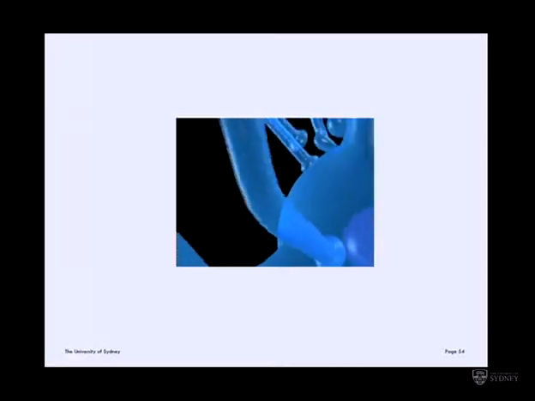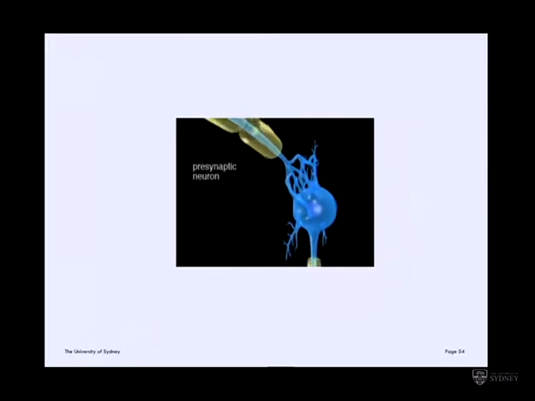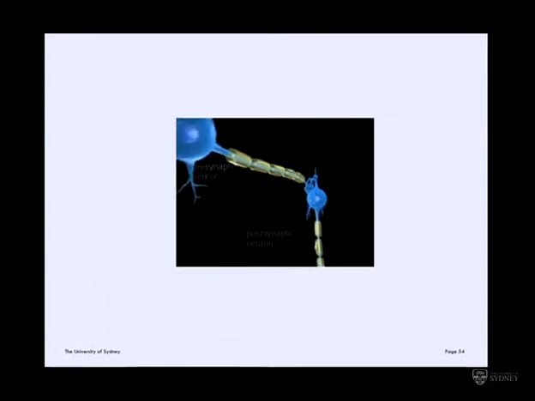A neuron relays information to another neuron at a synapse. The neuron transmitting the information is called the presynaptic neuron, and the neuron receiving the information is the postsynaptic neuron. Let's look at what happens at a cholinergic synapse, one of the most common types of synapses.